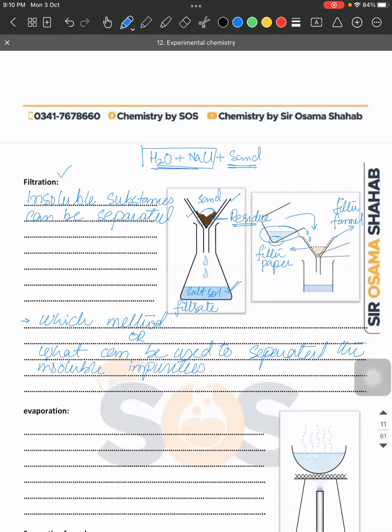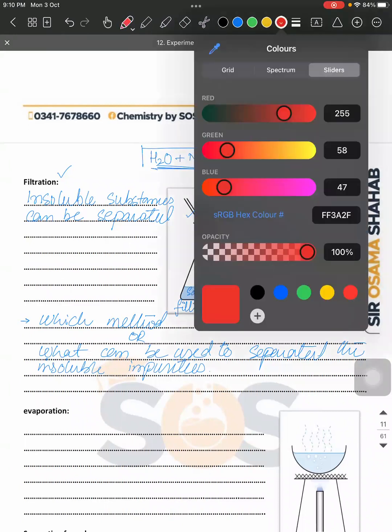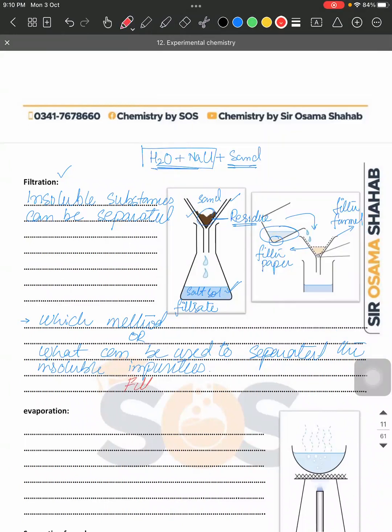you need to keep in mind what we need to do. We need to do filtration. You cannot write simply use filter paper over here. That is not right. You need to write use filtration process. Which method can be used, right? Is that right, bachcho?